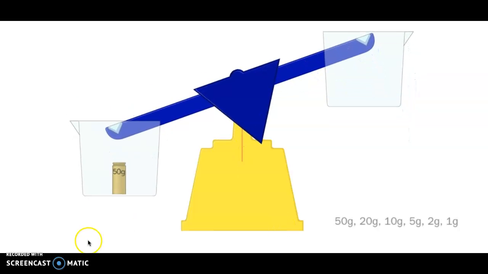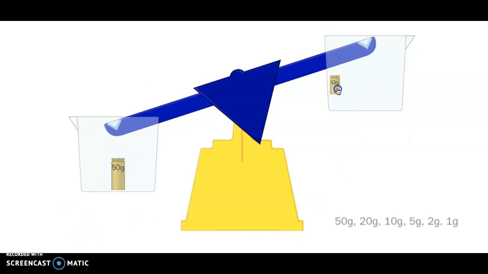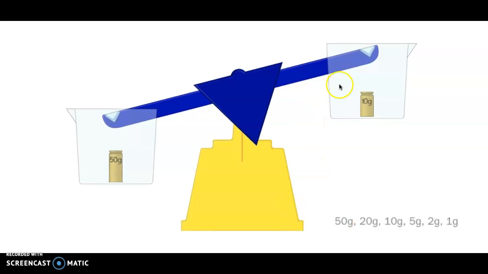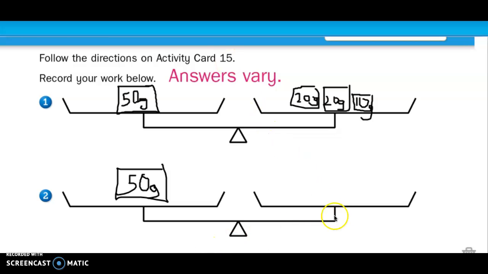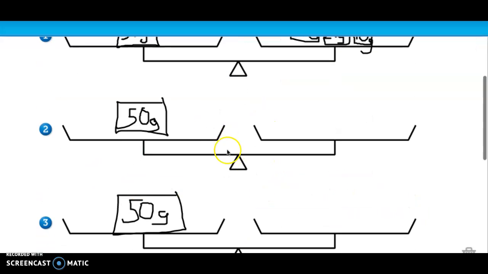I cannot on my screen. What if I counted by tens? I'll give you one more hint. What if I counted by tens? 10, 20, 30, 40, 50. Draw in however many shapes you need of tens to equal 50.